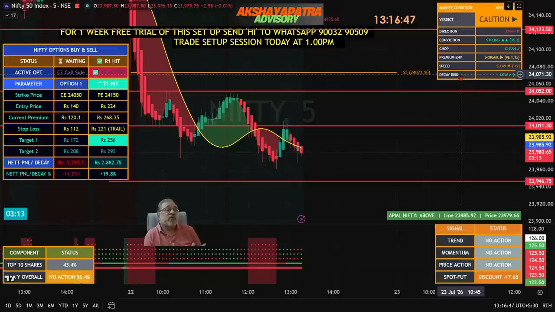ठीक है, those who are looking for a setup. अगर those who are looking for, अरे एक कॉल खरीदो, ये पुट खरीदो, ये बेचो, वो सब यहाँ होने वाला नहीं है, वो कभी भी नहीं होगा. ठीक है. थैंक यू यार.